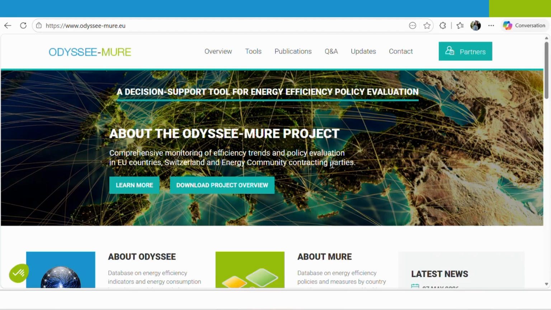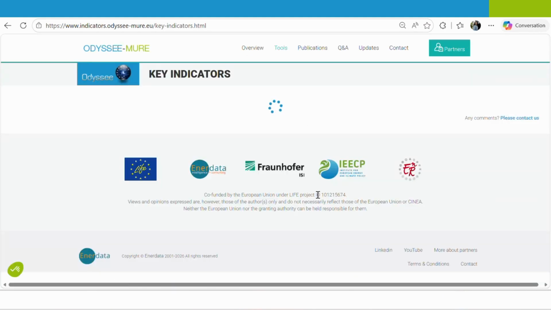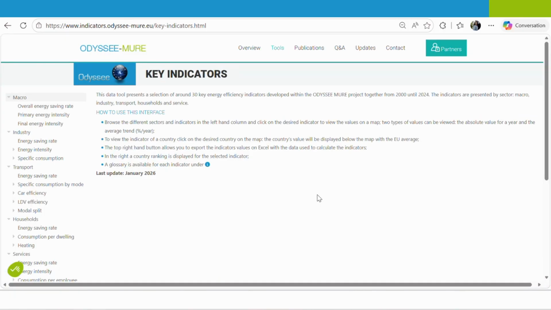The tutorial is based on the ODYSSEE database and focuses on how detailed energy consumption indicators are combined into one synthetic energy efficiency index. So the ODYSSEE database provides a large set of indicators of specific energy consumption by country expressed in physical units. These indicators are available at a detailed level by subsector in industry and services, for example, by end use or appliance in households, and by transport mode or vehicle type in transport.